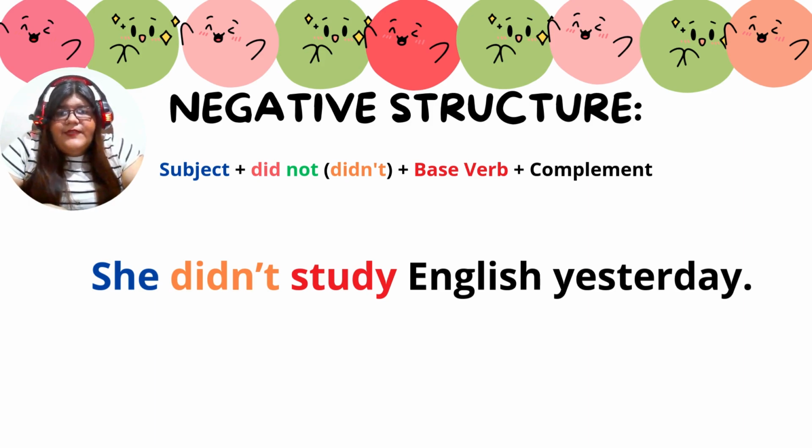When the contraction comes at the beginning or in negative, you won't transform the verb with ed. You will use the verb in its base form. If you see here, she didn't study English yesterday. We didn't make the change of the verb. So keep in mind that and don't make mistakes.